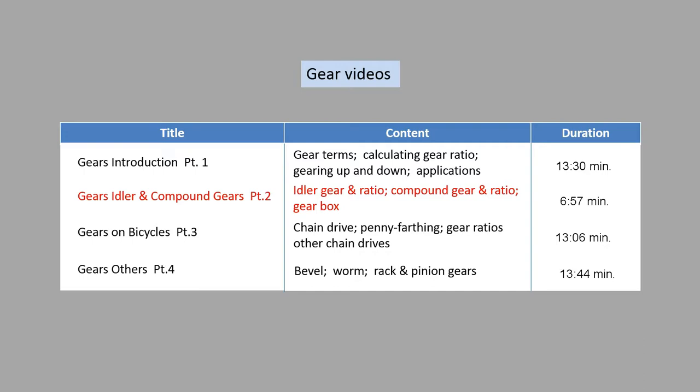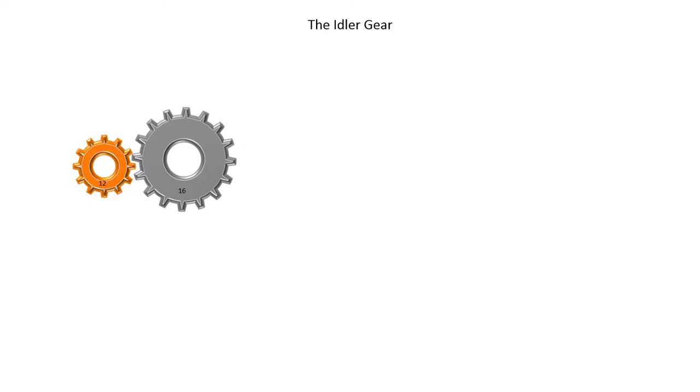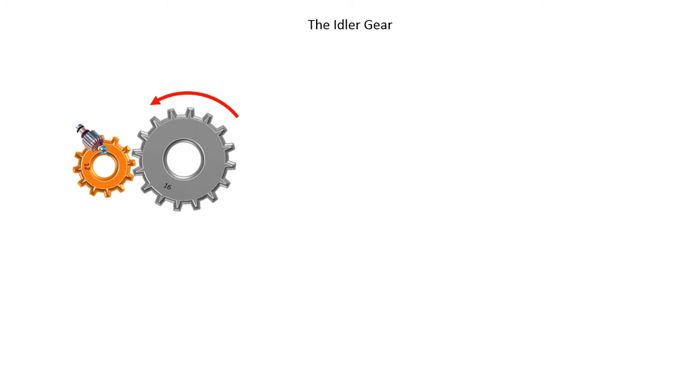This video is part 2 in the series on gears. Let's first review the operation of the simple spur gear. The motor tells us that this is the driver gear. What is the direction of rotation of the driven gear? We see that it's counterclockwise, the opposite of the driver as expected.